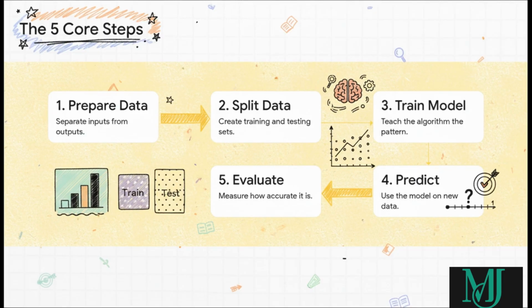First, we'll prep the data, just separating what we know, the study hours, from what we want to predict, the score. Then we'll split our data, teach the model with one part, ask it to make predictions on the other part, and finally, check its work to see how accurate it was.